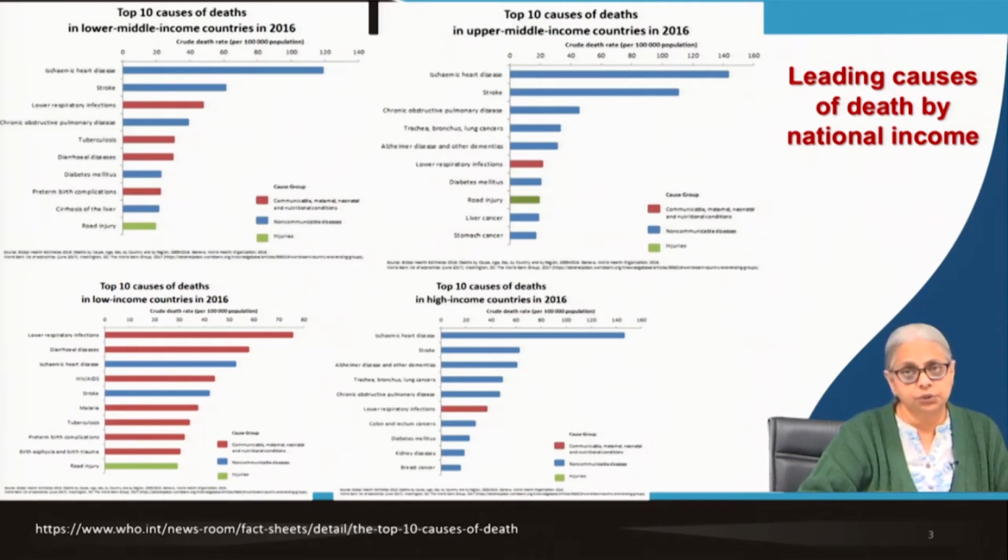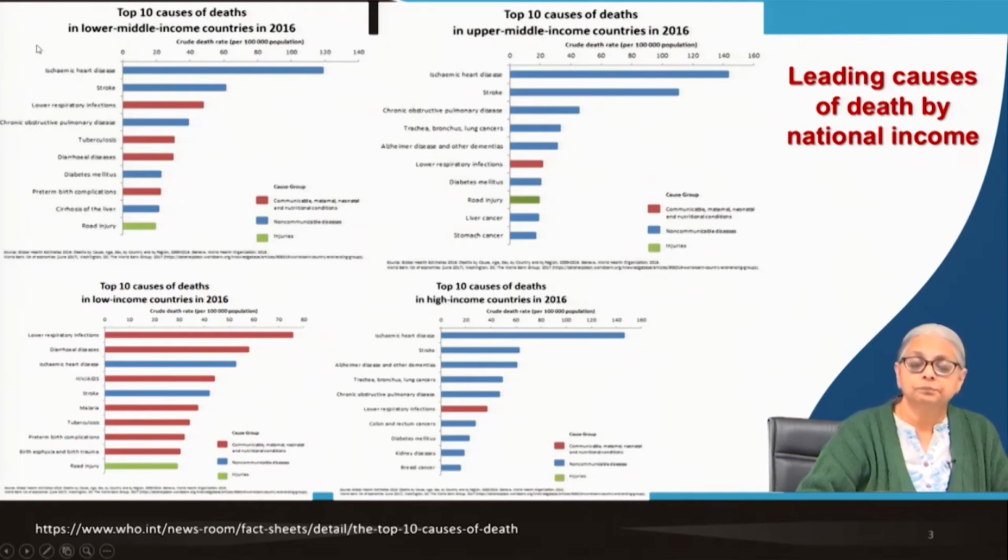Now most of us know that lower respiratory infections are related to either bacteria or viruses, and diarrheal diseases, most of them are related again to bacterial or viral infections, and birth complications may or may not be related to microorganisms. Tuberculosis is again caused by a microorganism. So you can see that most of these diseases which are causing deaths in low income and middle income countries are all because of pathogenic microorganisms.